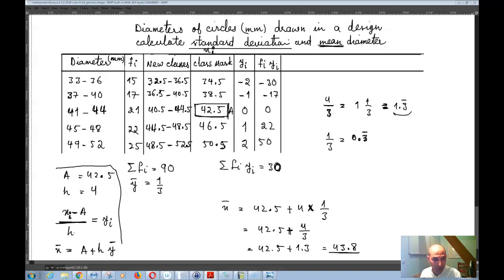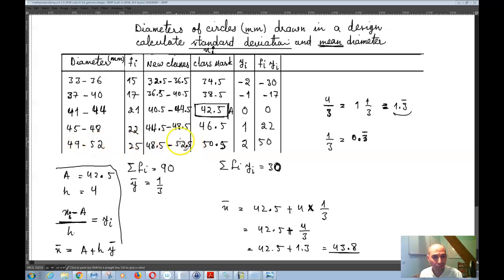Maybe I have made a mistake here. Let me see. 43.5. Let's see, I have to check my numbers. So over here, what we have done is that these are my f of i's, and these are the classes: 32.5, 36.5, 36.5, 40.5, and 44.5, 48.5.